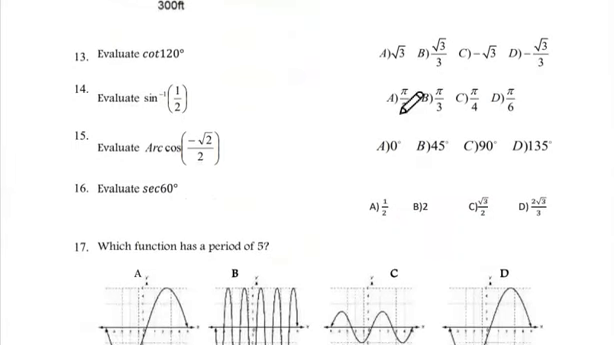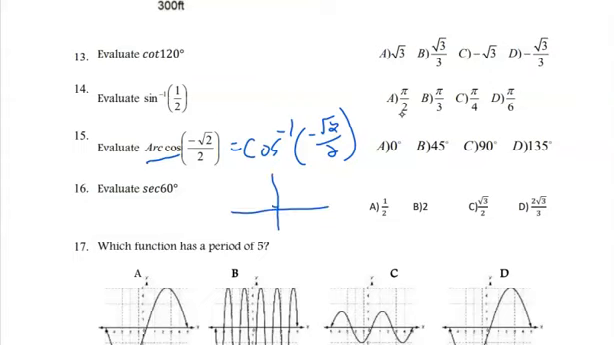Number 15 says, evaluate arc cosine of that angle. Arc cosine, not sine inverse, means cosine inverse. So arc cosine is the same thing as saying cosine inverse of negative square root 2 over 2. I just know from the unit circle that's a 45-degree reference angle, where cosine is negative, which is right here. So I know that's 135 degrees.